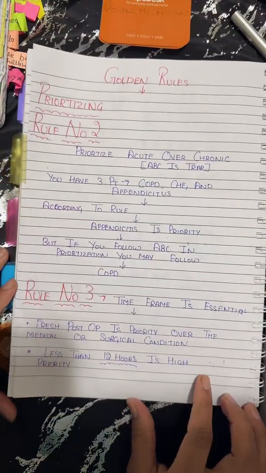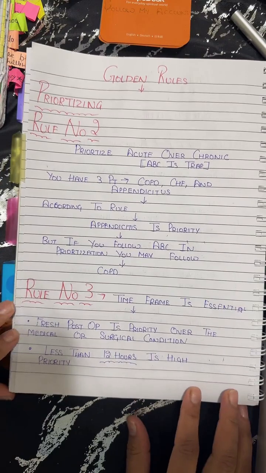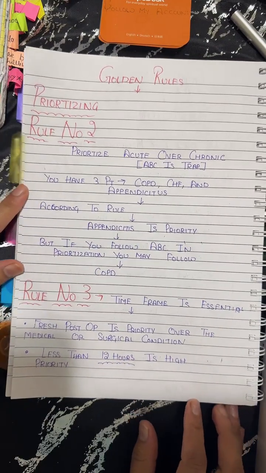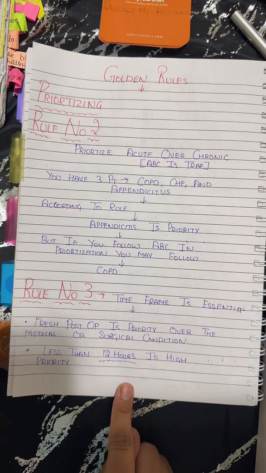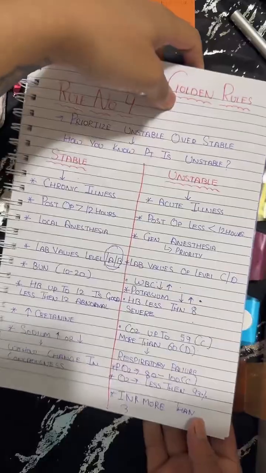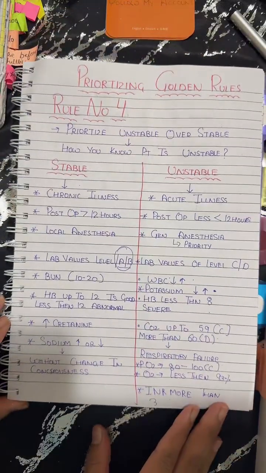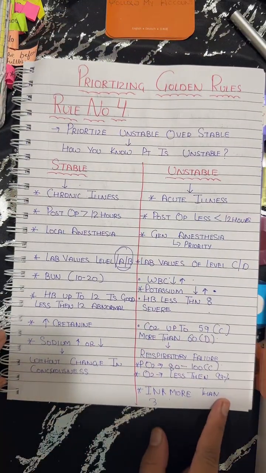Rule number 1. Rule number 2. Rule number 3. And then rule number 4. Stable versus unstable patients. Okay.